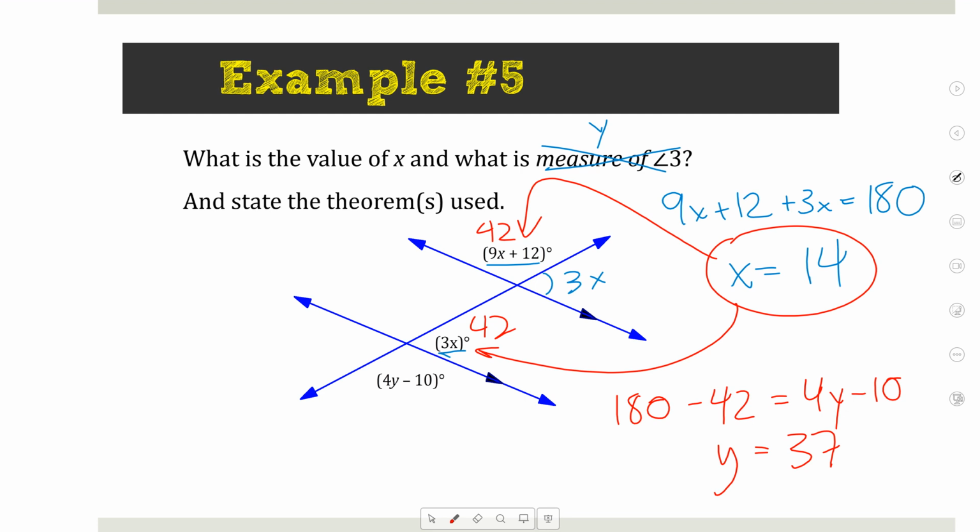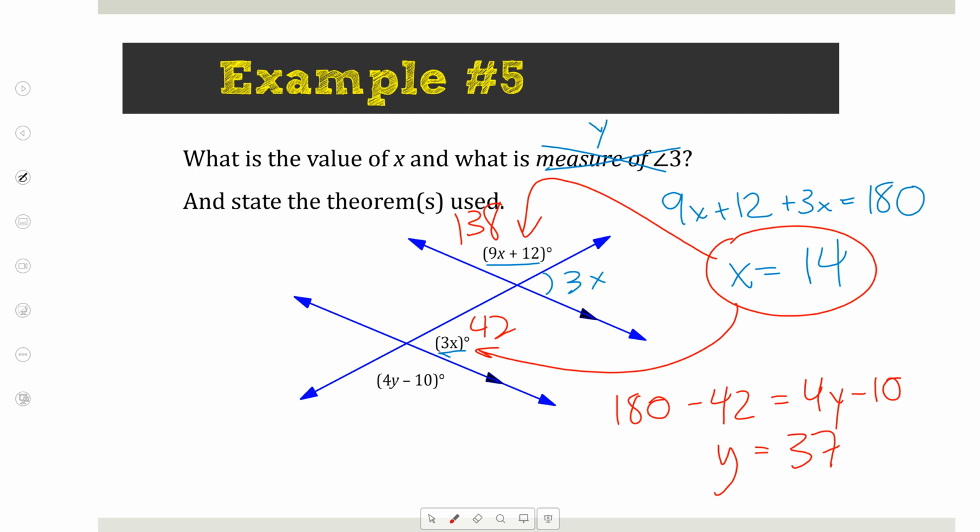Problems? Why is it 9x plus 12, but put x in, why is it 9x plus 2? Because 9 times 14 is 138. Oh, I see what you're saying. Yeah, I made a mistake. Sorry. Is that better? Okay, good. I'm off my game today. Problems? Questions?